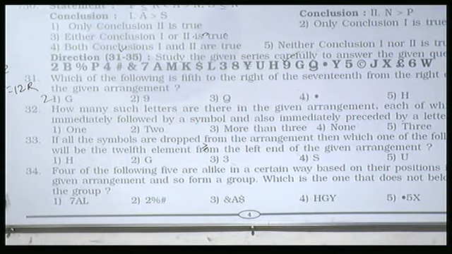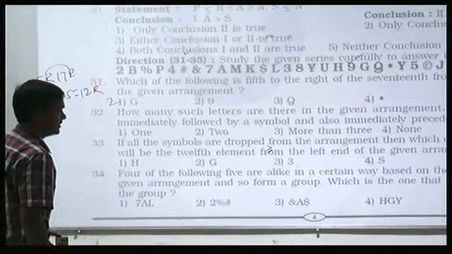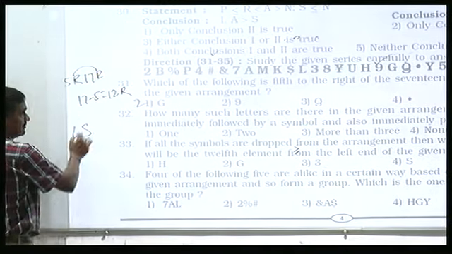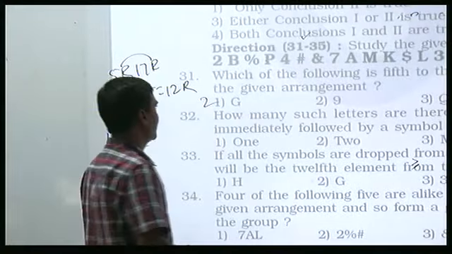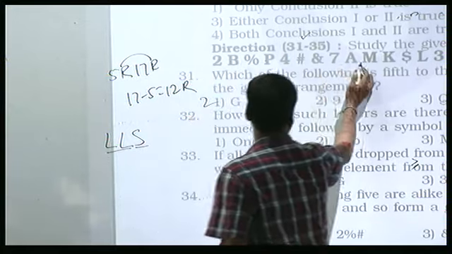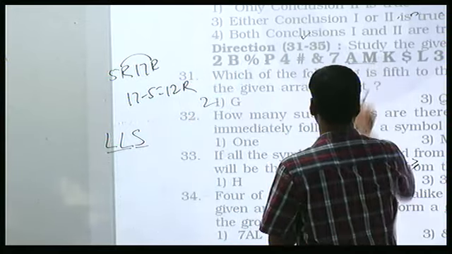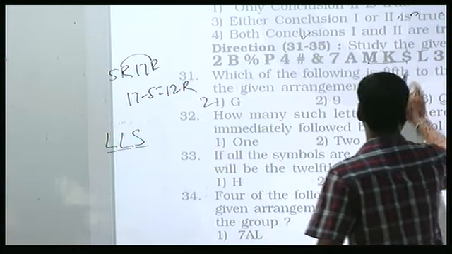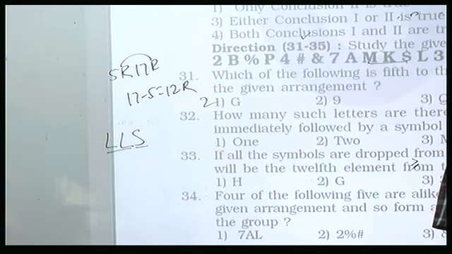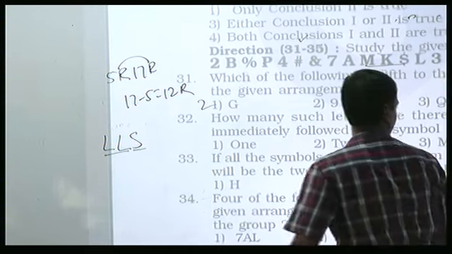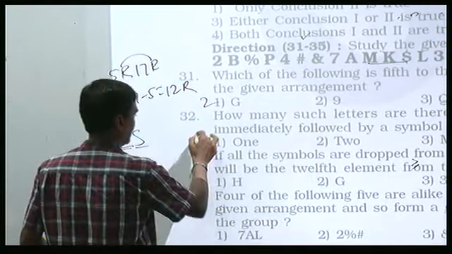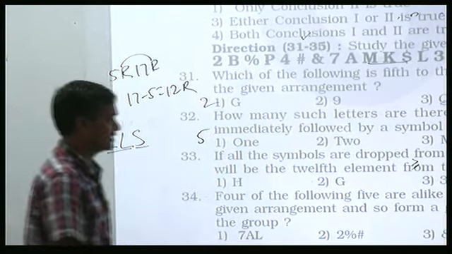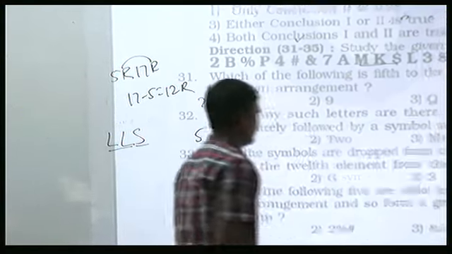How many such letters are there? Now the question is about a letter, each of which is immediately followed by a symbol and immediately preceded by a letter. That means letter, letter, symbol should be the sequence. Letter and letter should be repeated, but where is not a symbol. Next one, NK dollar, letter symbol. Next one, UH, next letter symbol. Anything else? And how many are there? There are 3 such letters which are preceded by a letter and followed by a symbol. Choice 5.